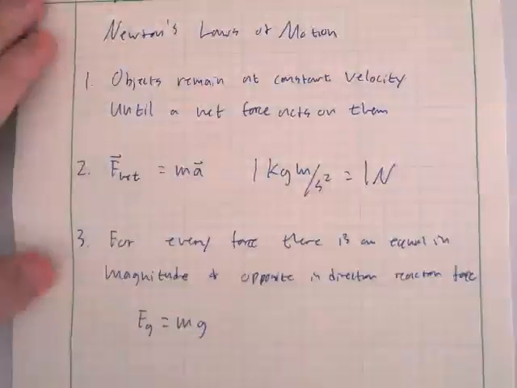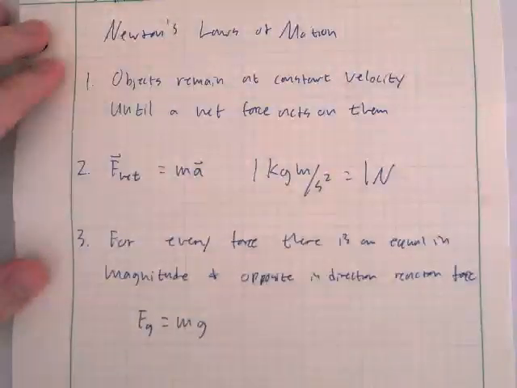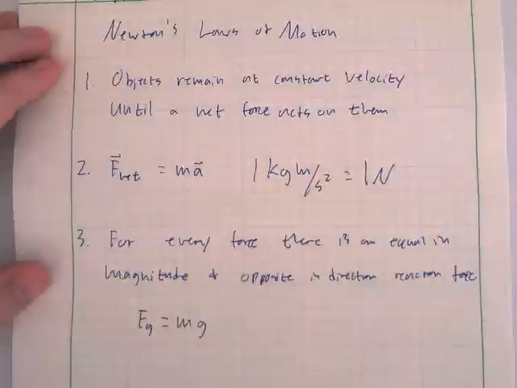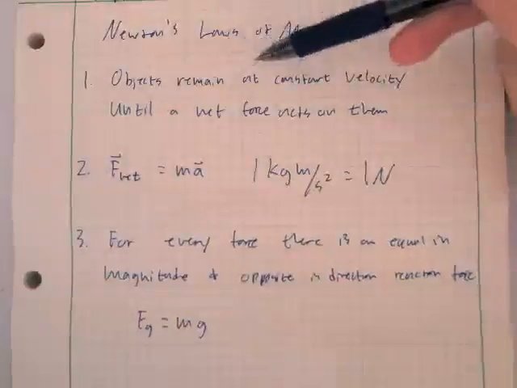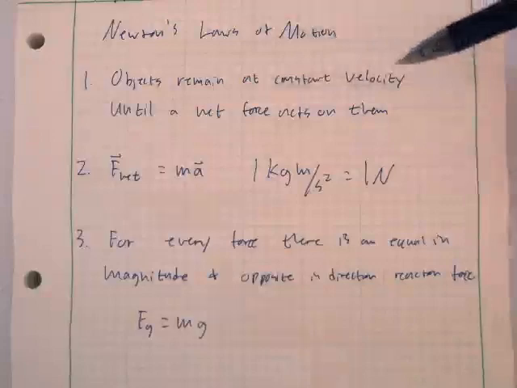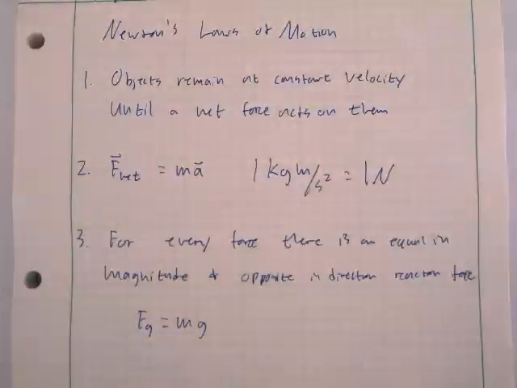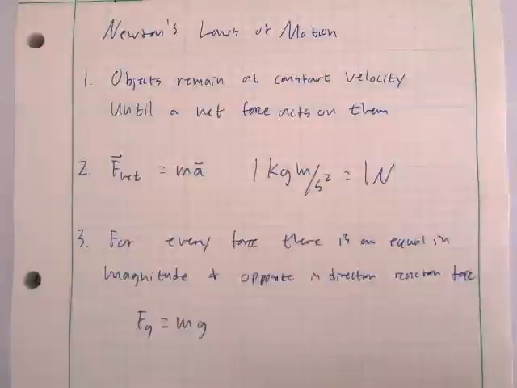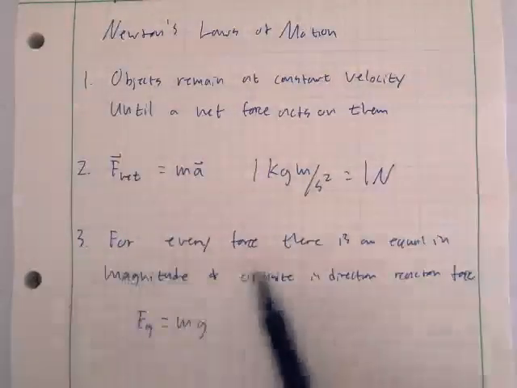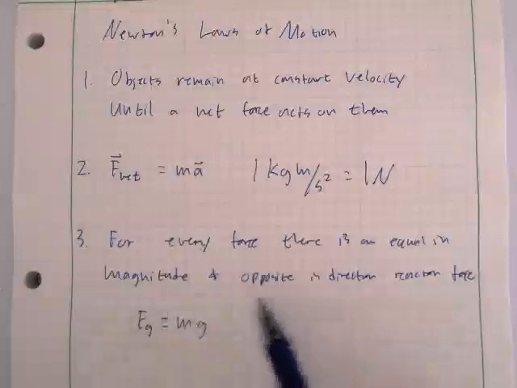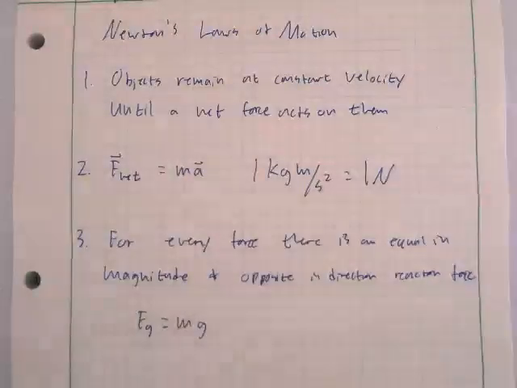Okay, so these are our three laws that we have to keep in mind for all these different situations and all these different problems that we're going to have to solve. Object at rest remains at rest, object in motion stays in motion, or remains at constant velocity until a net force acts on it. We have the net force is equal to mass times acceleration. Then we also have, for every force, there's an equal in magnitude and opposite in direction reaction force.